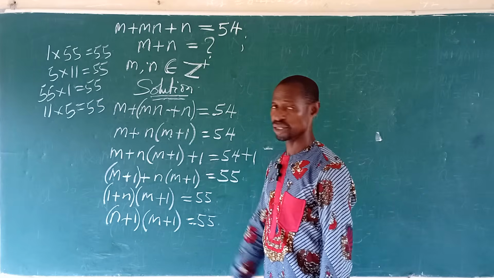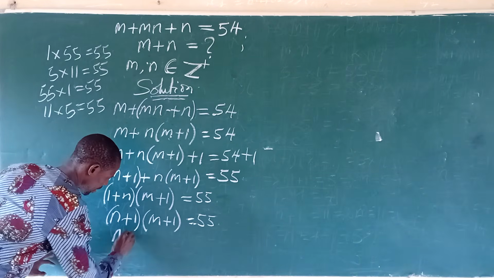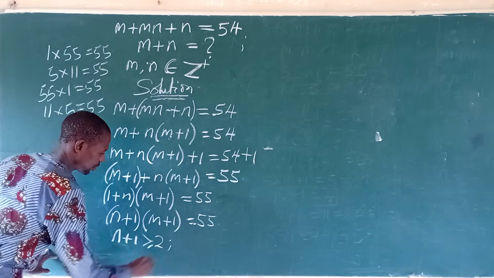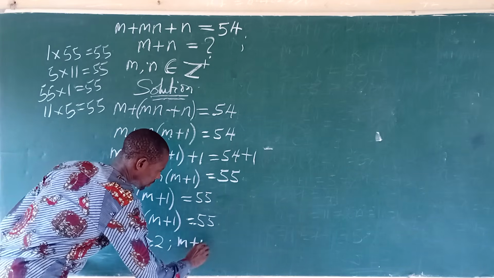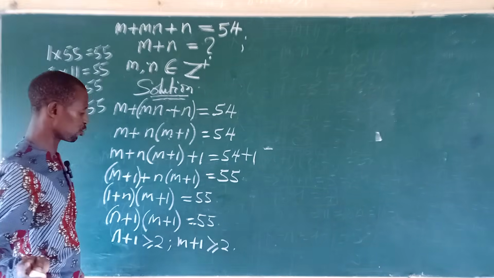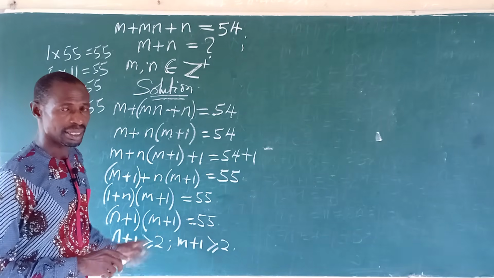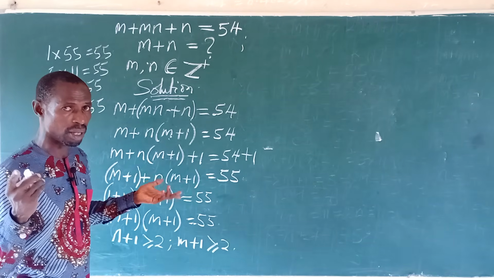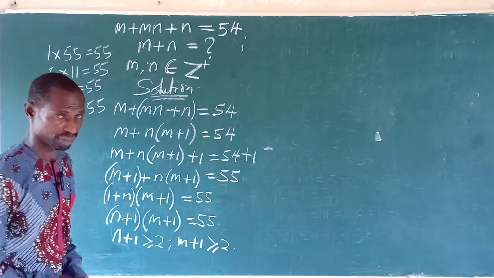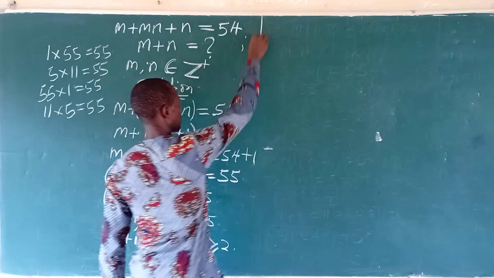The same thing happens here too. So given this condition that n plus 1 is greater than or equal to 2, and also m plus 1 is greater than or equal to 2, if it is true, what does that imply? It means n is greater than or equal to 1, and also m is greater than or equal to 1. So we can say greater than or equal to 1, right? Good. So let's continue on this other side.